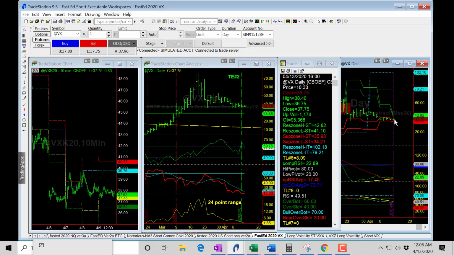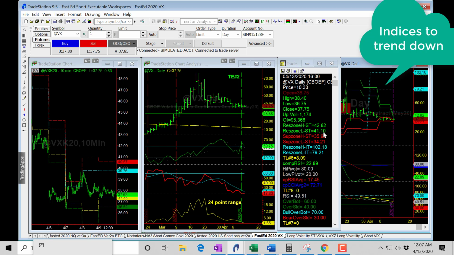okay, to give us direction. Now here's the daily bar of the volatility index. The volatility futures traded on the CBOE, and you can see how the bands have collapsed. So we get a break above 41.10 to 42.82. You expect the market to move higher.